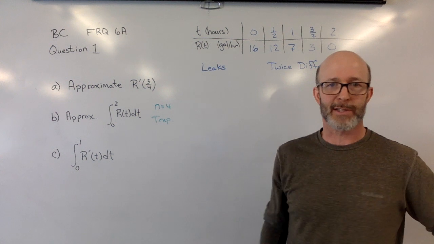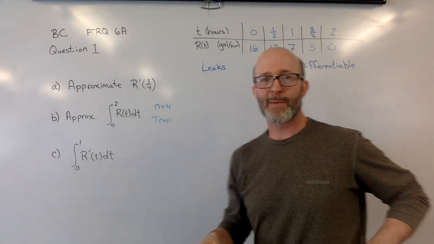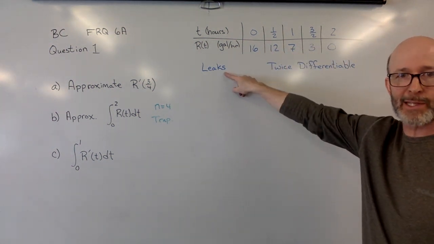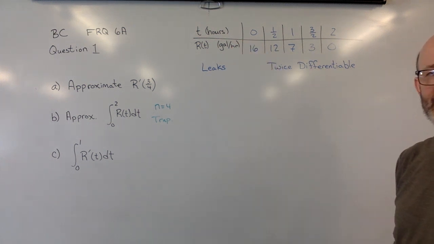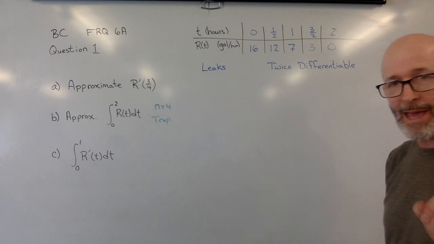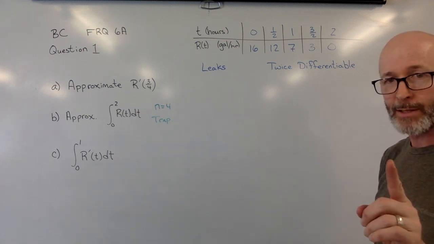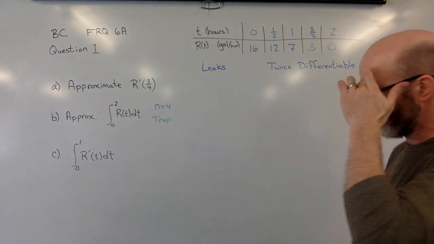There were actually two questions on this one, I think. They gave us a table of values. They told us that something was leaking. That was gallons per hour and T's in hours. They also said the word twice differentiable. That may be important at some point. Don't know. Let's find out.